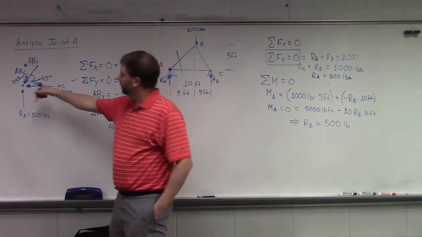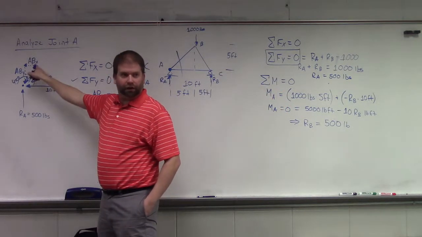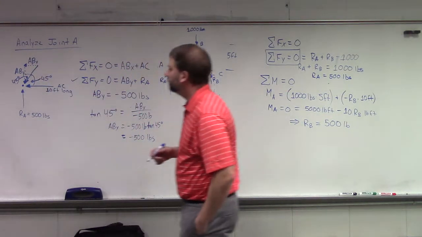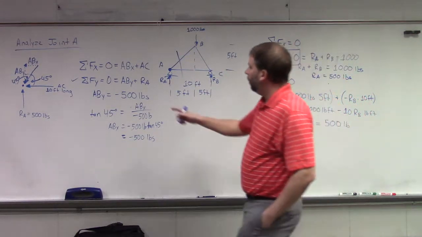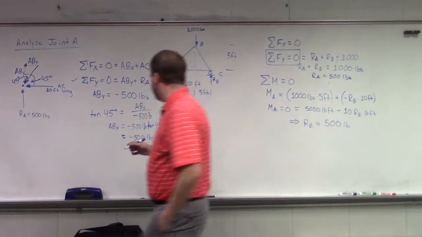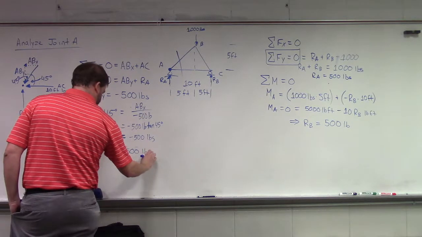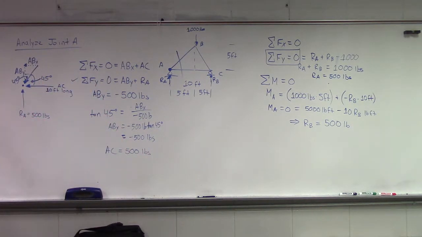Why is that the case? You have an equilateral triangle, right? So those have to be equal to that length. Okay? So AC has to equal 500 pounds. Okay? Getting close to the end of the math. Hope so. So that gives us equilibrium.